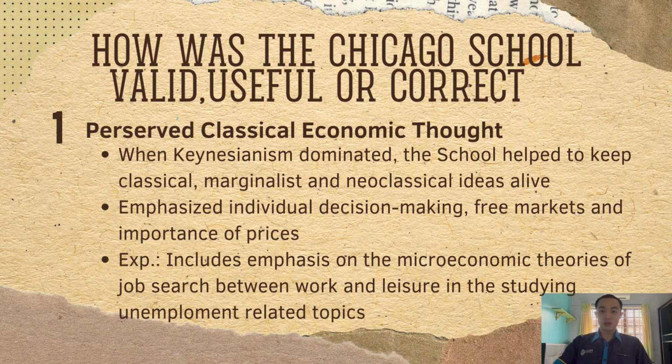In this presentation, I will be discussing how the Chicago School of Economics has been valid, useful, and correct in its approach, and its influence on modern economics. This school of economics is often associated with prominent economists like Milton Friedman. Milton Friedman played a key role in challenging the Keynesian dominance, especially during critical moments in economic history.